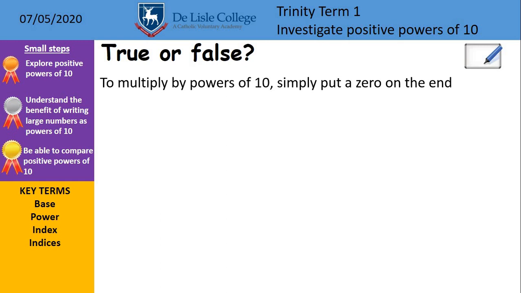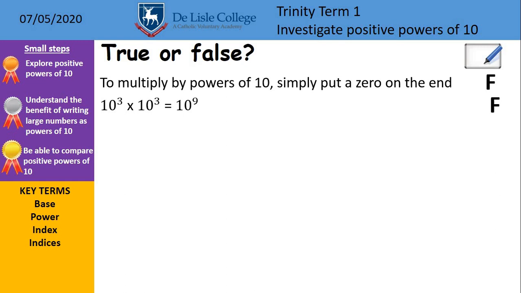Hopefully everyone listening to this has gone with false. That was Eva's suggestion at the start of the lesson. Also, we know that was incorrect. It's all about place value and moving that decimal point there. That is false. Next one, 10 to the power of 3 times 10 to the power of 3 is 10 to the power of 9. Is that true or is that false?